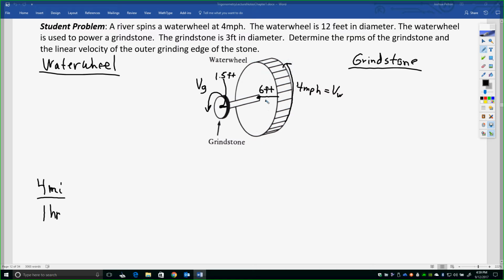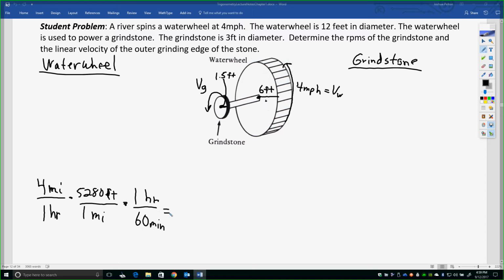So we can't have both miles or both feet. Feet is probably going to be better since most of the things are in feet here. So we'll do the feet first. So that's 1 mile is 5,280 feet. And we also need to convert the hour. So 1 hour is 60 minutes.